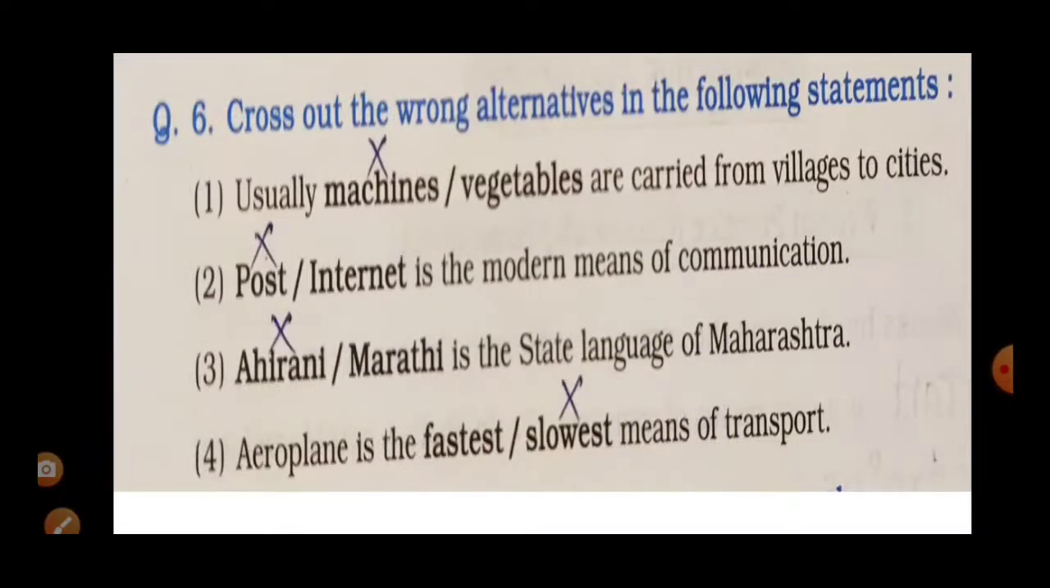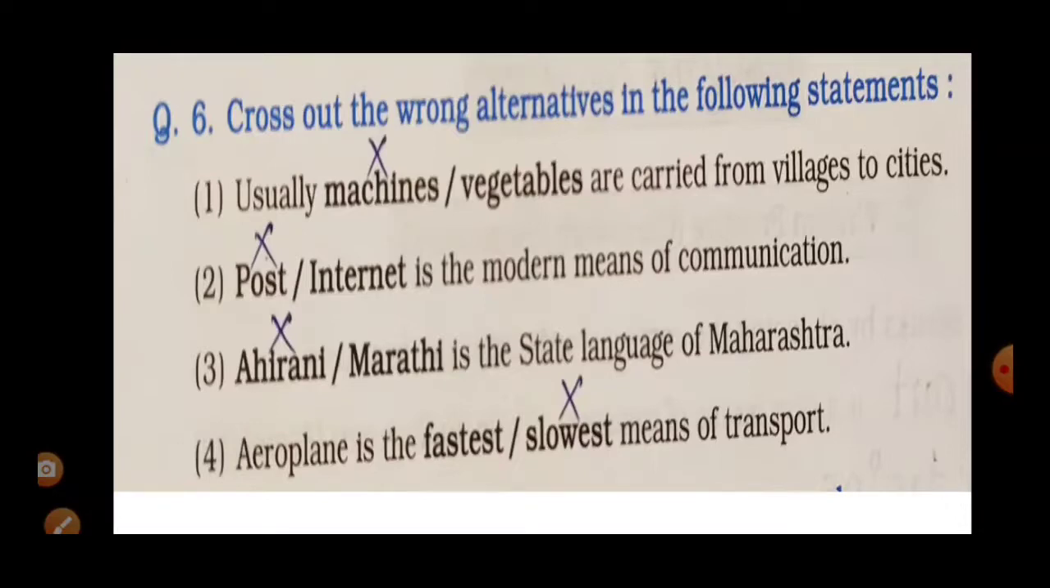Question number 6, cross out the wrong alternatives in the following statement. First one, usually machines or vegetables are carried from villages to cities. Here machines is the wrong alternative. Number 2, post or internet is the modern means of communication. Here post is a wrong word. Number 3, Ahirani or Marathi is the state language of Maharashtra. Ahirani is the wrong alternative.